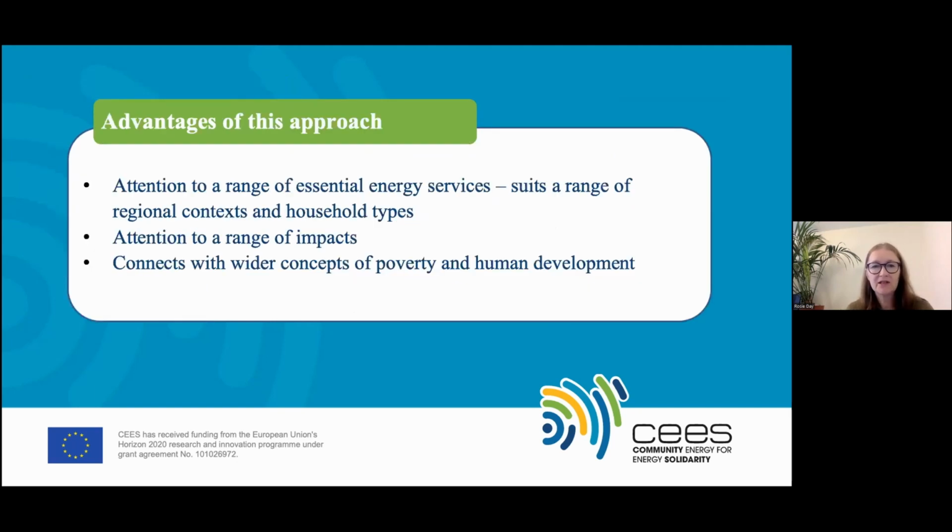So the advantages of this approach that we're taking, just to summarise, is that in contrast to previous more narrow definitions of energy poverty, we're paying attention to a range of essential energy services. So this suits a range of regional contexts rather than just focusing on heating, for example, which might suit Northern Europe. It means that we can more flexibly use this definition across a range of different contexts, climates, but also household types, because different household compositions might need different kinds of energy services to a greater or lesser degree. It also means, really importantly, that we pay attention to a range of impacts. So not just whether people can keep warm or cool, but also whether they can access education, whether they can do their laundry, and so on.